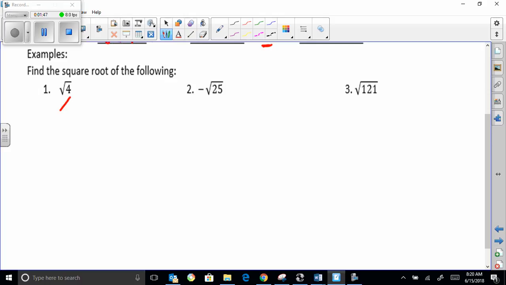The prime factors of 4 would be 2 and 2. So I have a pair of 2's, so the square root of 4 is 2. It is what we consider a perfect square.